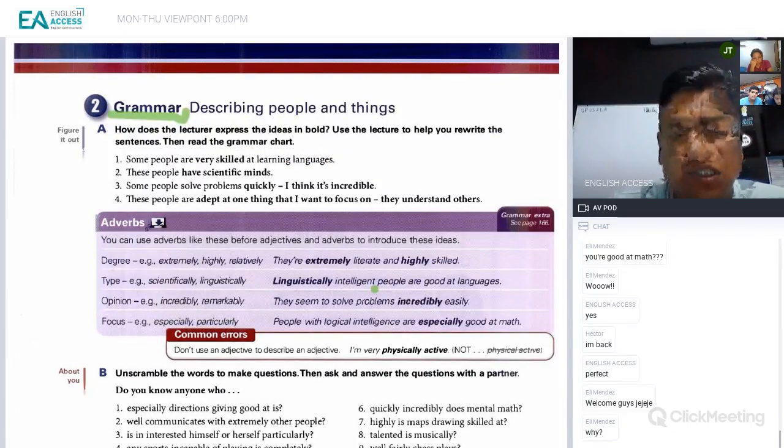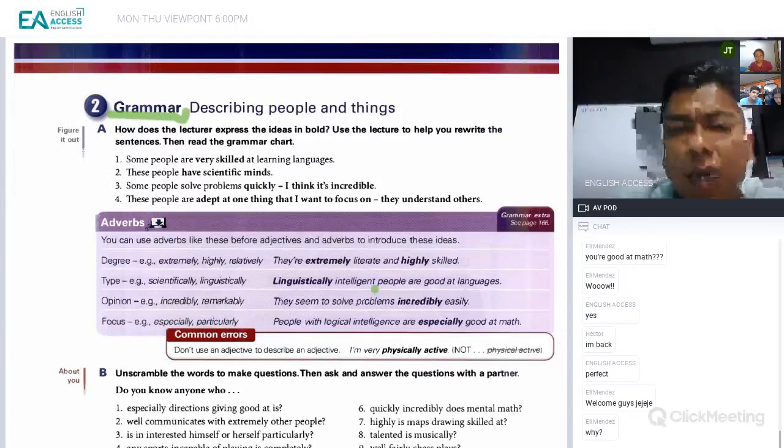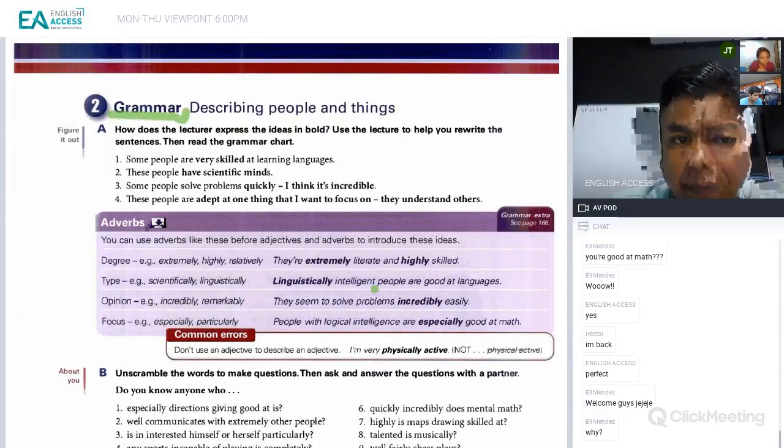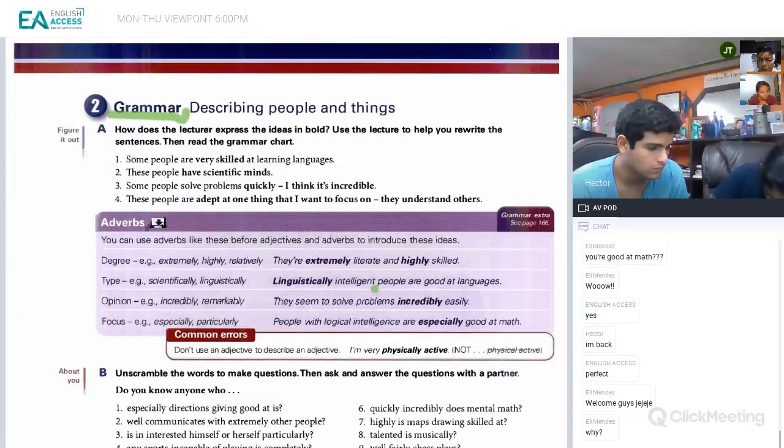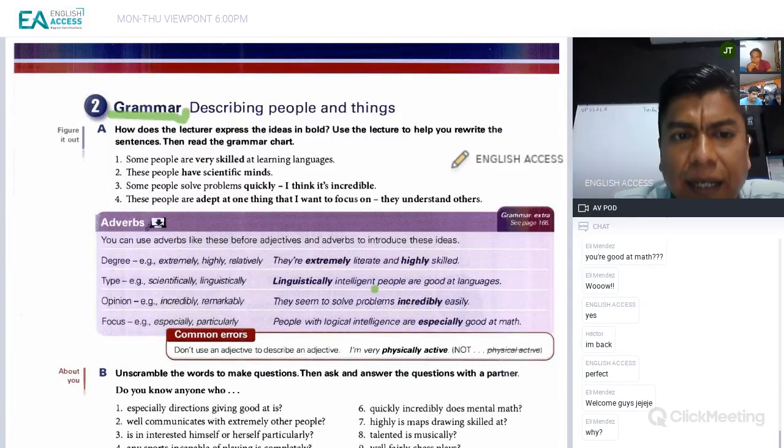What does the article say? They're often highly skilled at learning languages. Yes, highly skilled. What about number 2?